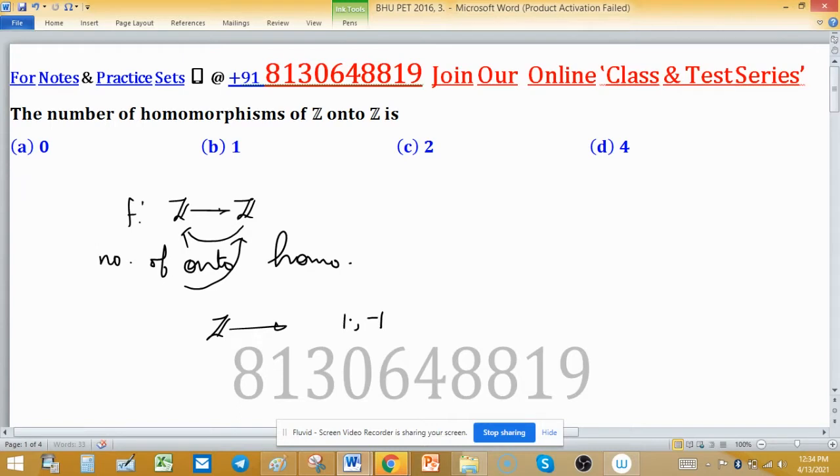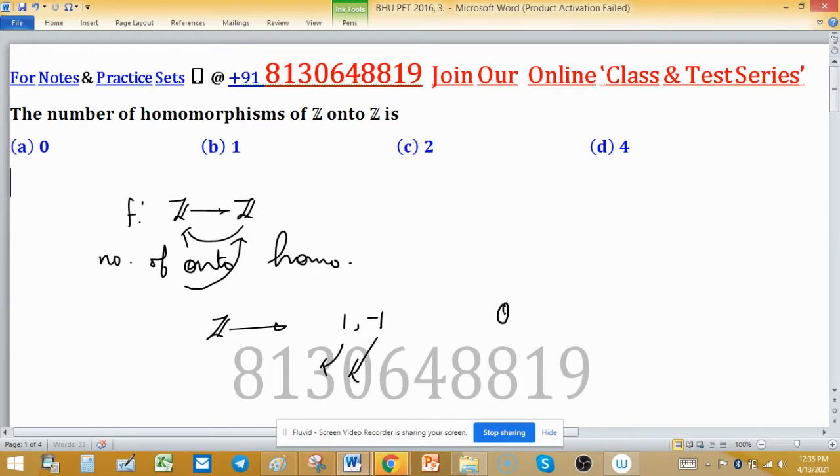Homomorphism, normally we understand, preserves algebraic structure, meaning either addition or multiplication, or any other algebraic structure. It means that if elements of the domain follow some rule, then their images also follow the same rule. So the number of onto homomorphisms will exist if these two generating elements generate the image.